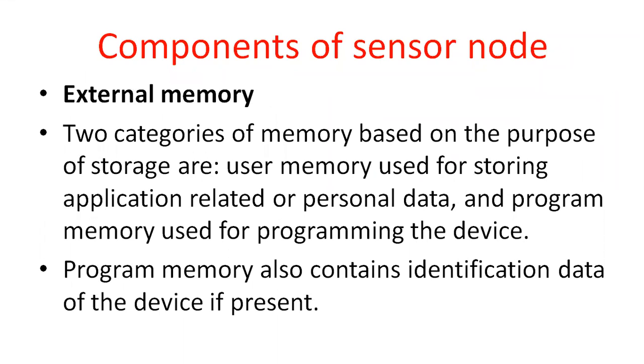There are two categories of memory based on the purpose of storage: user memory and program memory. User memory is for storing application related personal data. Program memory is used for programming the devices. The program memory consists of identification data of other devices. This is some information regarding the external memory, which is one of the components in a sensor node.